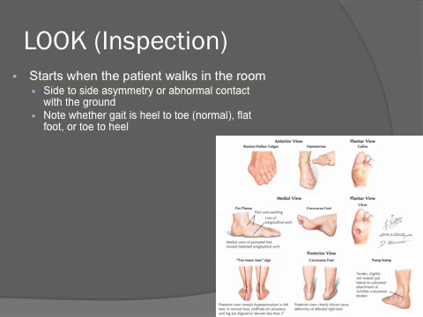Note whether the gait is heel to toe, which is the normal gait pattern, flat foot, or toe to heel. Gait that is toe to heel, which is premature foot loading, is seen in equinus contracture, which is the excessive contraction or spasticity of the gastroc-soleus complex, preventing dorsiflexion.